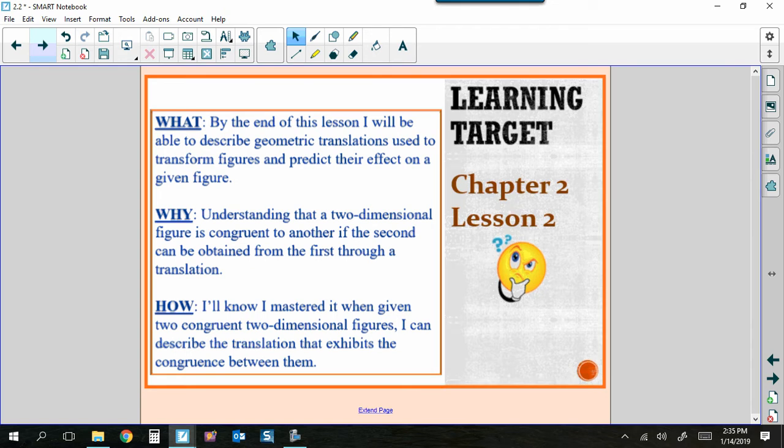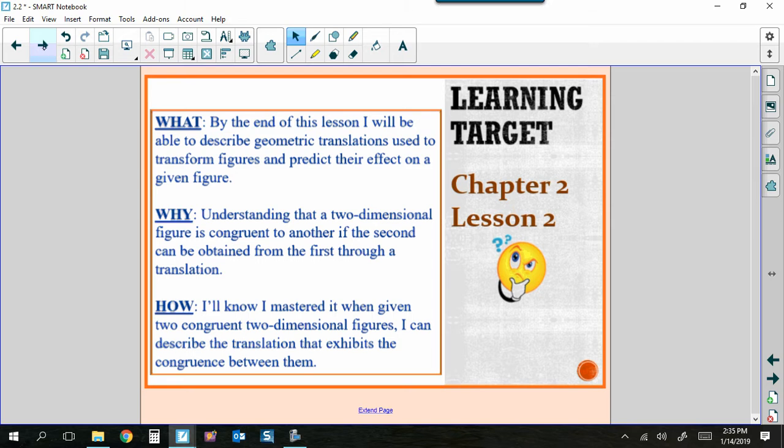Today we are covering 2.2 translations. By the end of the lesson, you will be able to use geometric descriptions of translations to transform figures and to predict the effect on the given figure. It is important to understand that a two-dimensional figure is similar to another if the second can be obtained from the first by a translation. You'll know you can do this if, when given two similar two-dimensional figures, you can describe the translation that exhibits the similarity between them.